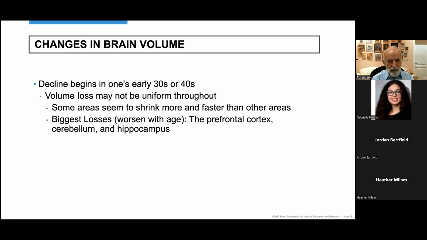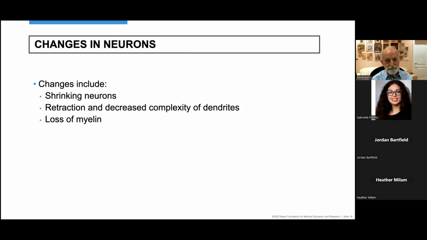Changes in brain volume. The brain volume begins to decline in one's earlier 30s or 40s, and volume loss may not be uniform throughout. Some areas seem to shrink more and faster than other areas. And the biggest losers, which worsen with age, are the prefrontal cortex, cerebellum, and the hippocampus. Changes include the shrinking neurons, retraction and decreased complexity of dendrites, and loss of myelin.